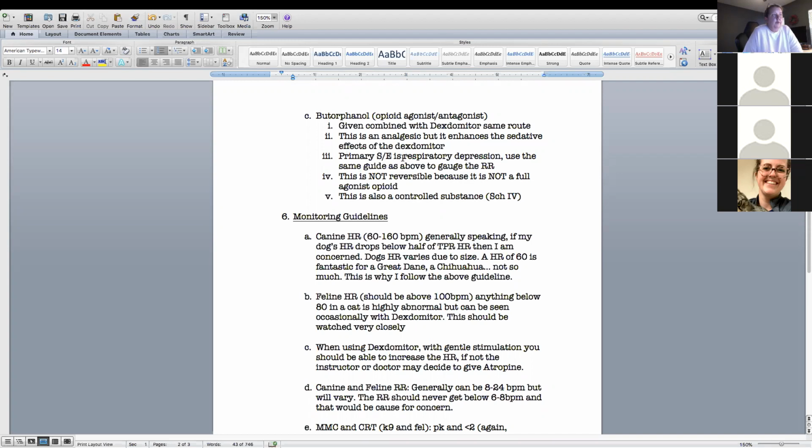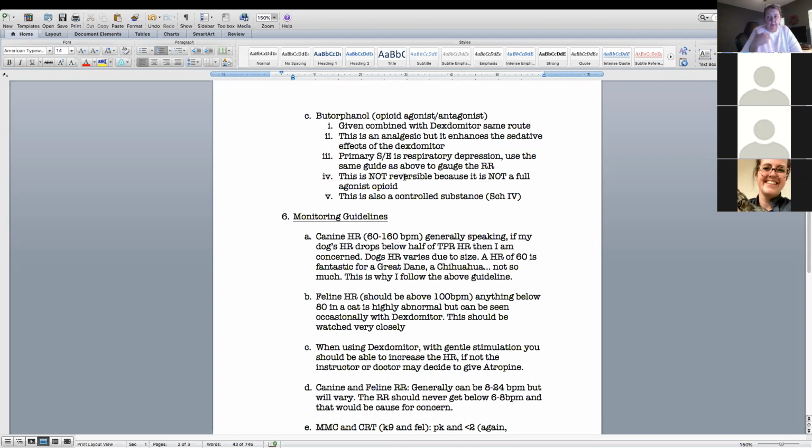The big side effect with butorphanol is respiratory depression. And again, I've already told you where my cutoff is for respiration. So you follow the same guidelines. You will potentially see bradycardia with butorphanol, but it's usually not severe. The bradycardia in this protocol is coming from dexdomitor. It's not coming from butorphanol, okay? It is not reversible. So if you give butorphanol, you're stuck with the effects.